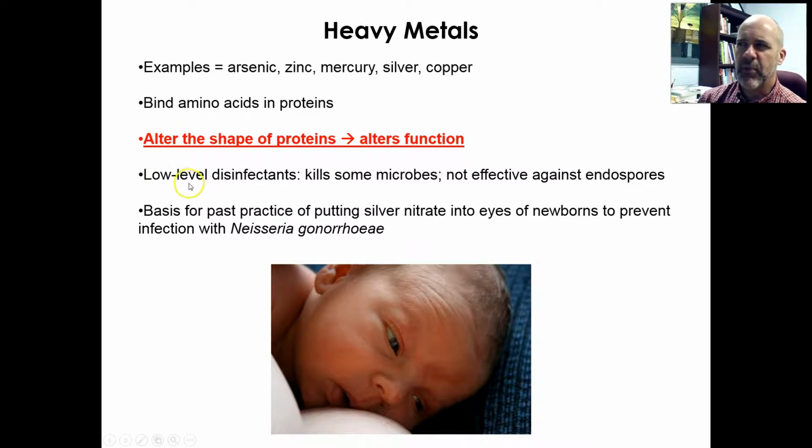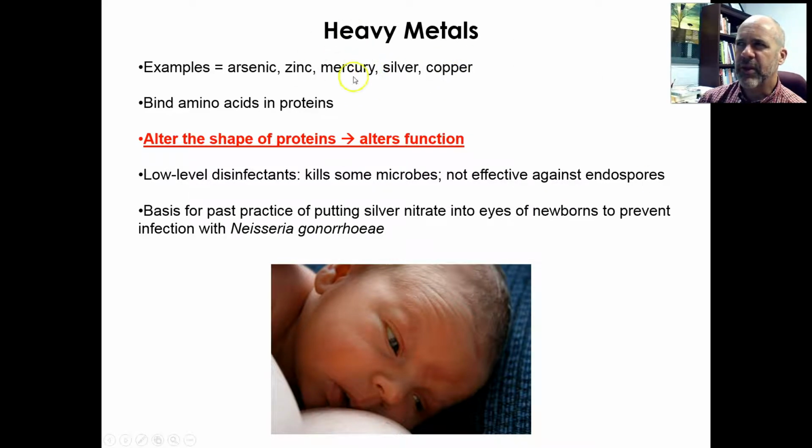Most of these are pretty low level. A lot of these are toxic to us as well, so you have to use them at extremely low concentrations. So they're not going to wipe out things like endospores. Endospores are going to be resistant to this.